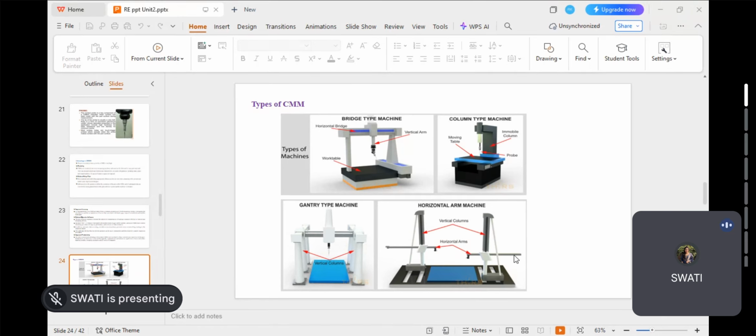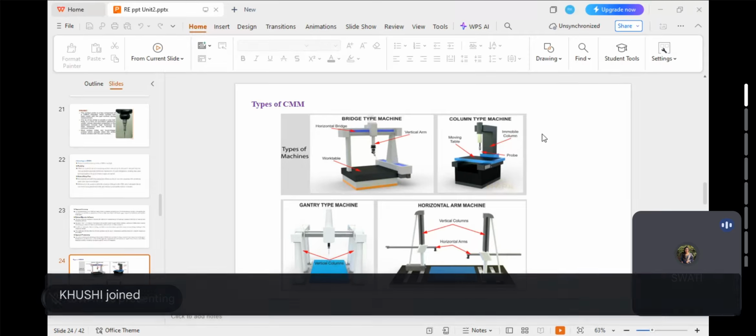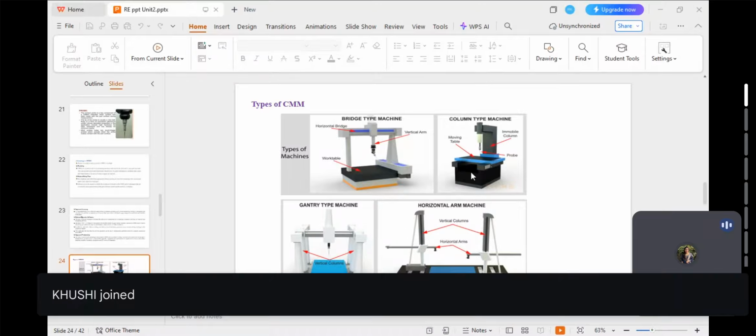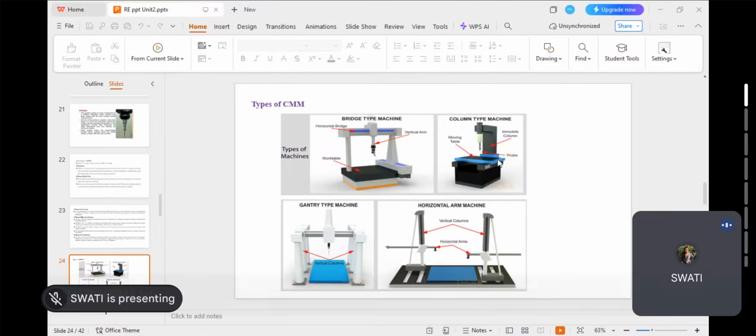The constructional difference in column type compared with the cantilever type is with the X and Y axis movement. So the difference between the column and the cantilever, you can see here, is that the X and Y directions are different. The placement of the column is different in comparison to the cantilever. So this is the cantilever and this one is the column. Okay, so the placement of the probe can be different in both situations, but they are both used for small size components.